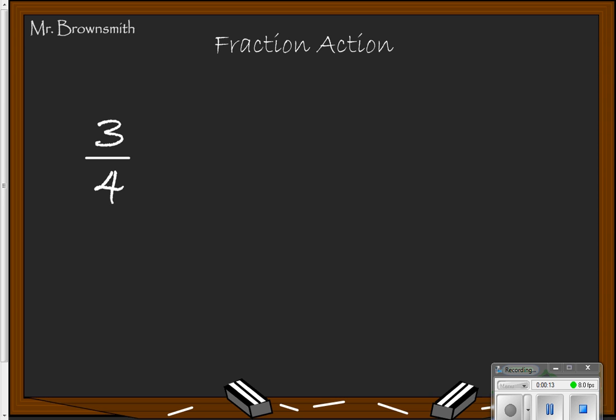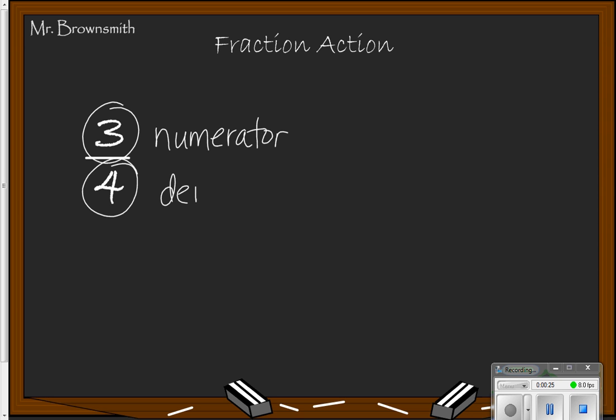So the first number right here on a fraction is what we call the numerator. The next part, or the bottom part right here, is what we call the denominator. The denominator is how many parts or how many groups that you're making.